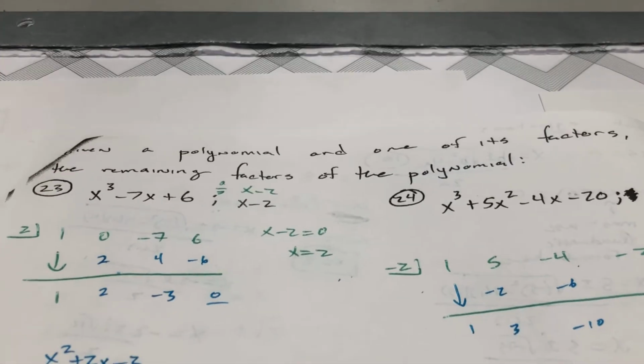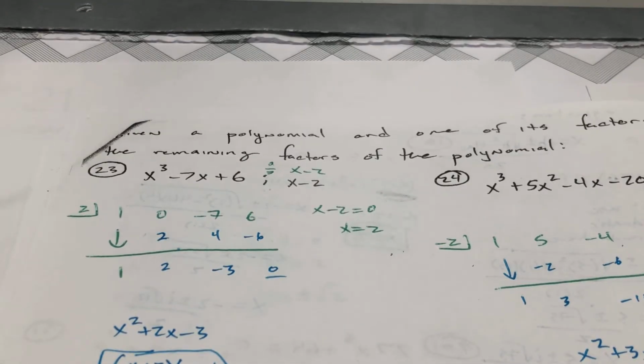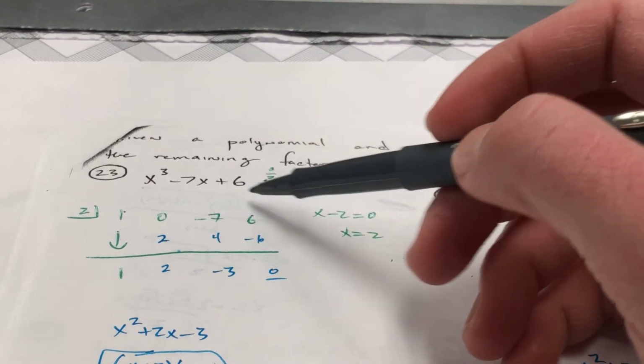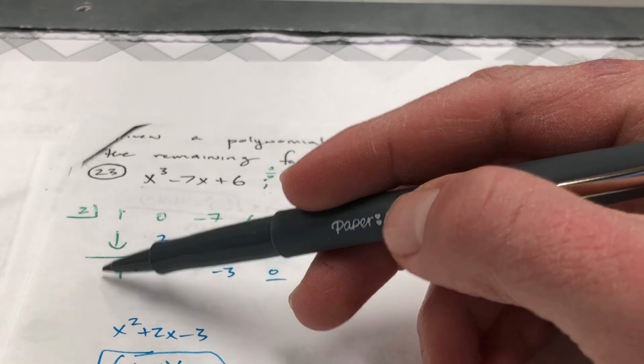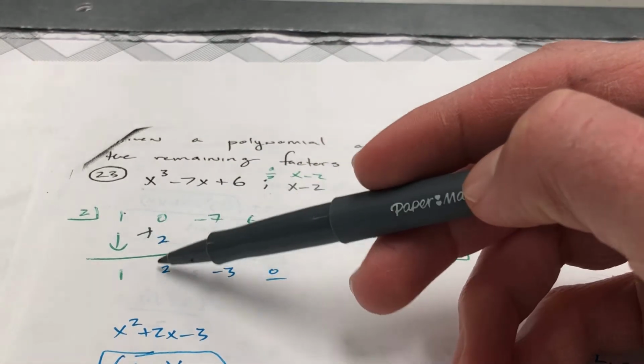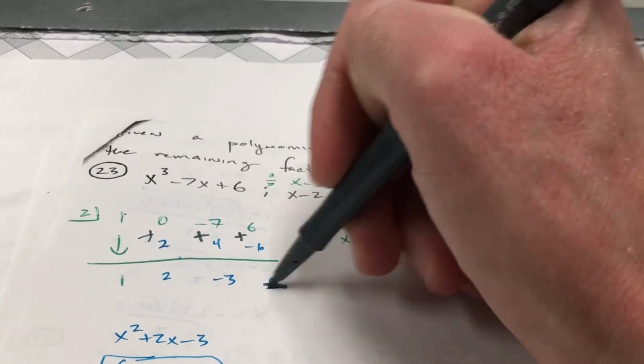Okay, and we're moving on here. Given a polynomial and one of its factors, find the remaining factors of the polynomial. All right, so I'm telling you that x minus 2 is a factor, so we're going to divide by it. We set x minus 2 equal to 0, put 2 in the cubby. 1x to the third, 0x squared, negative 7x, and 6. I do synthetic division. I bring down the 1. I multiply the cubby number by this, and then I add them up. This plus this is 2. I multiply, then I add them up. 2 times negative 3 is negative 6. Then I add them up. 0. I better get a remainder of 0.